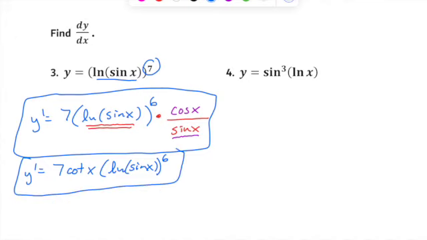But either way, pretty good there, right? 2 chain rules, no big deal. Look at number 4. It's pretty much the same kind of stuff. We got sine, we've got ln, we've got an exponent.